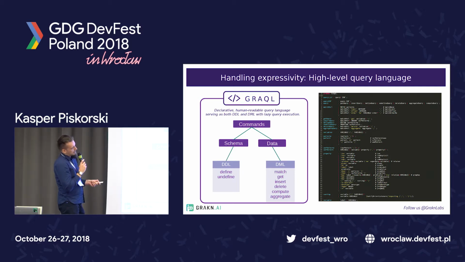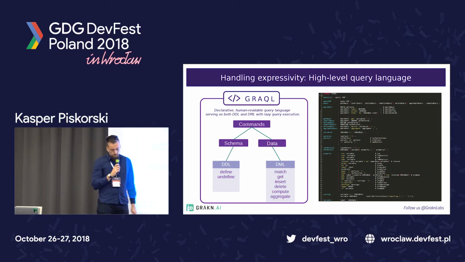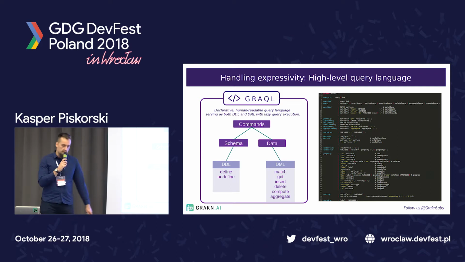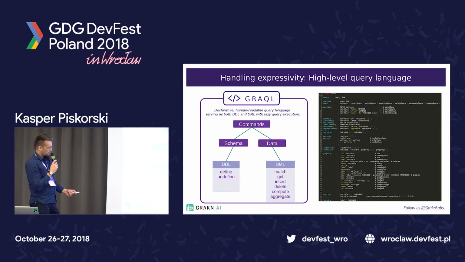So this is an excerpt from the grammar of the language. Don't worry about the details, but the key point is that we define different types of queries that fall either into the data definition or data manipulation category. Data definition means how we define our schema, so we have define and undefine keywords for that. For data manipulation, we have match and get queries in order to fetch and retrieve data. We have insert and delete for insertion and deletion respectively. And we have some extra analytics queries that allow computation and aggregation queries. So that's the top level view.